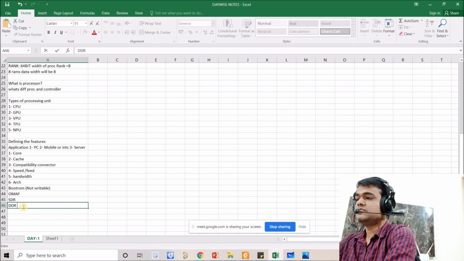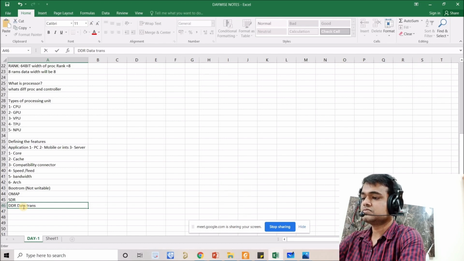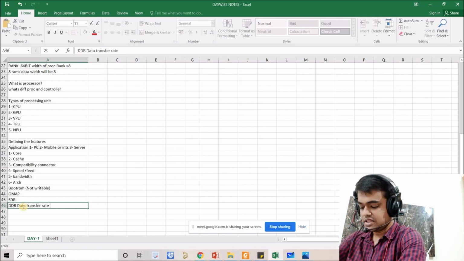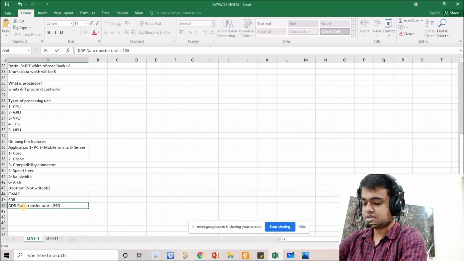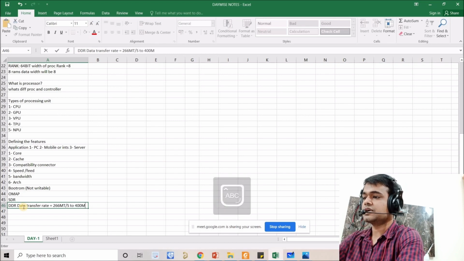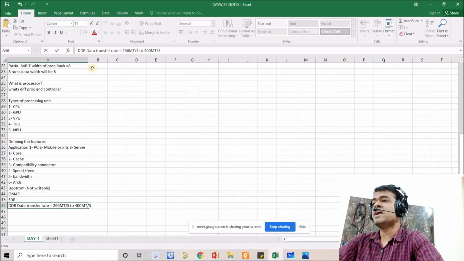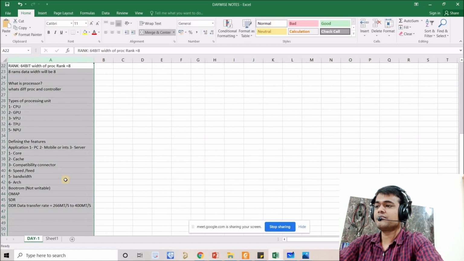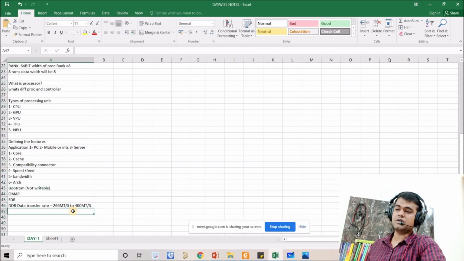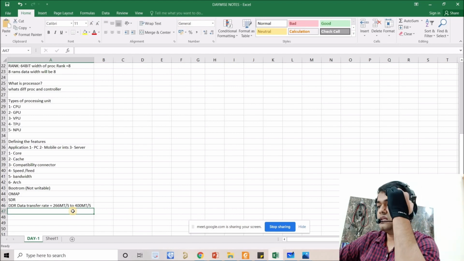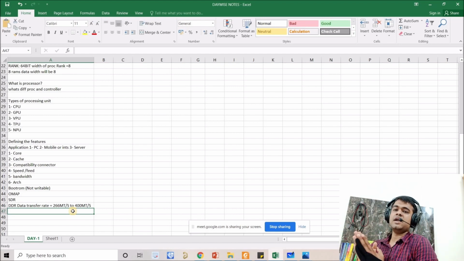So in case of DDR, what will be the data transfer rate? The data transfer rate will be in the range of 266 mega transfers per second to 400 mega transfers per second. Now, why am I using the term mega transfers per second, and not megahertz or something like that? Here I'm not talking about the complete data bus. I'm talking about the single line, a single bit, connected between the RK3399 and the RAM.